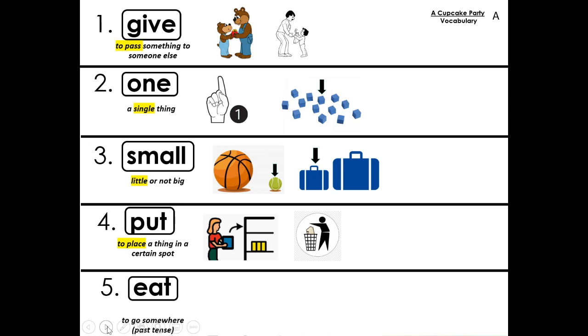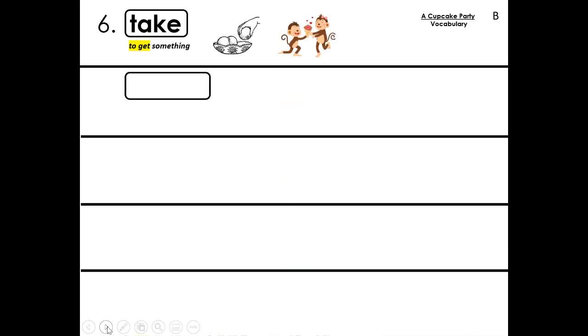Number 5, eat. Oh, eat isn't to go somewhere. Miss Pearson made that wrong. Eat means to chew. So I'm sorry, boys and girls, I have the wrong definition for eat. Eat means to chew and swallow food. Number 6, take, to get something, take.